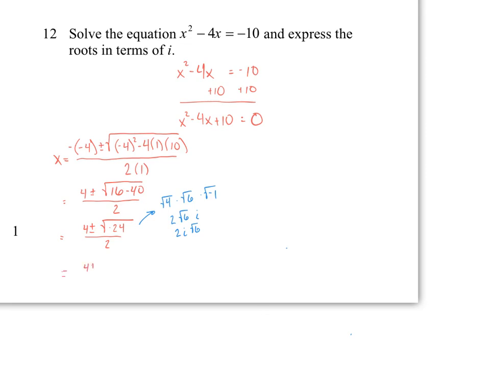So we have 4 plus or minus 2i radical 6 over 2. And much like the last problem, we're going to do that same type of division. 4 divided by 2 is 2. 2i radical 6 divided by 2 is just i radical 6. And it says to express the roots in terms of i, so let's just make sure that we write our two separate roots. We have 2 plus i radical 6, and we have 2 minus i radical 6. And those are your roots.